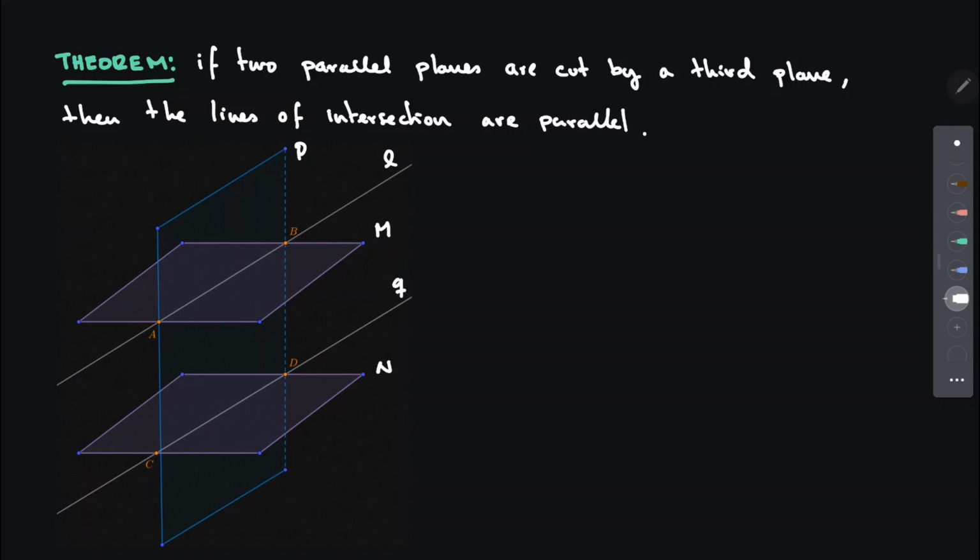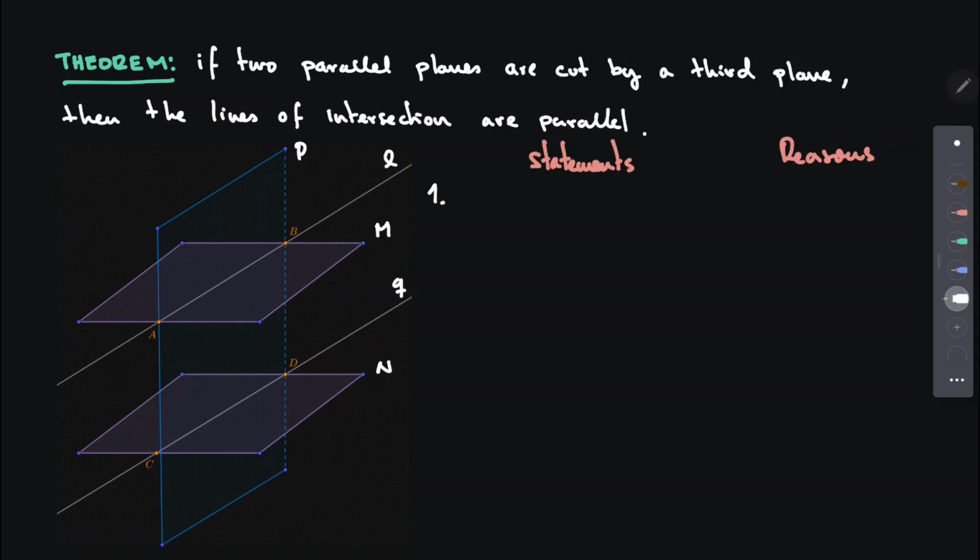Okay. So we need to prove that if these two are parallel and the blue one, plane P, is cutting the two planes, then the lines AB and CD are parallel, or basically L and Q are parallel. So we already know that we need to establish some statements, and some reasons for our statements. Okay, so our first statement is the given.